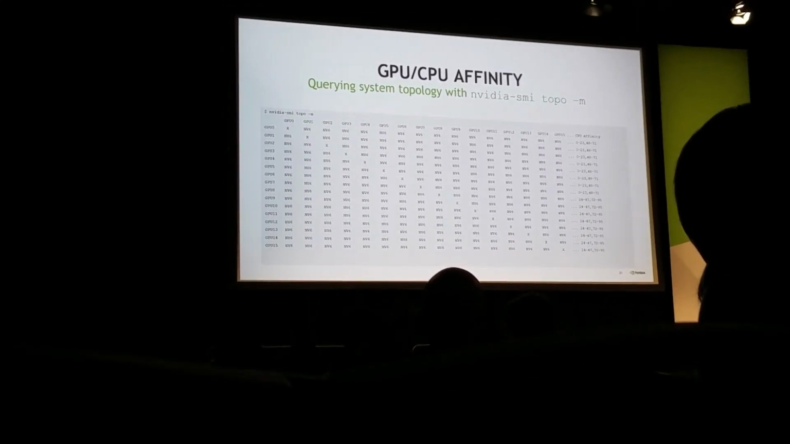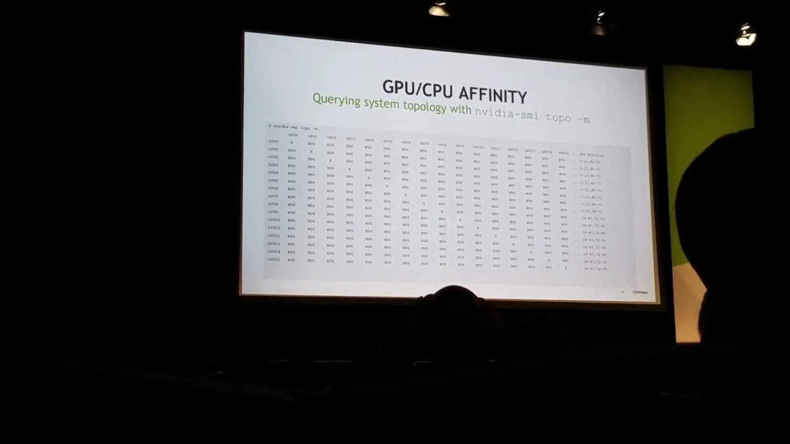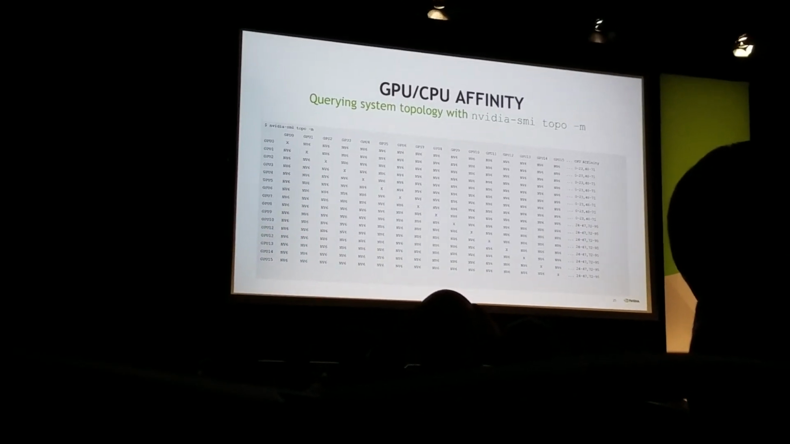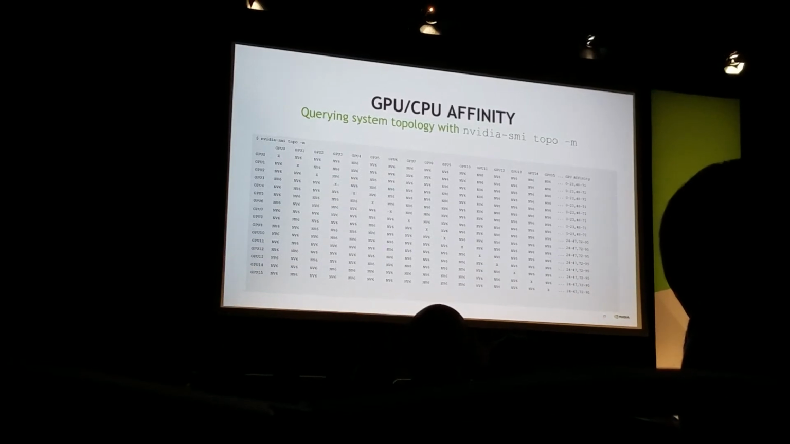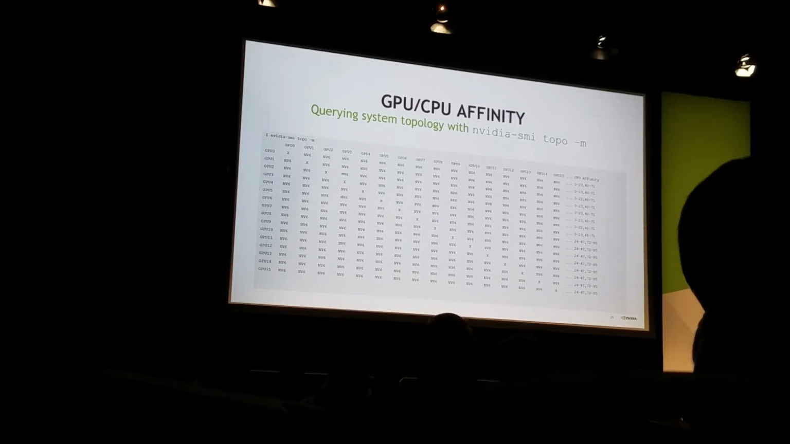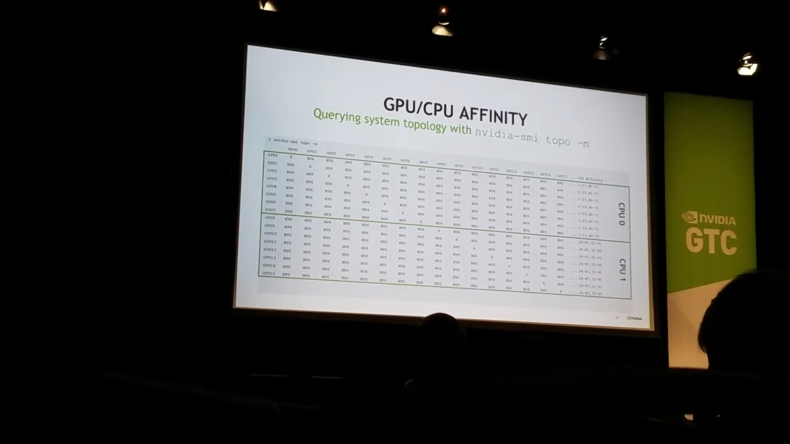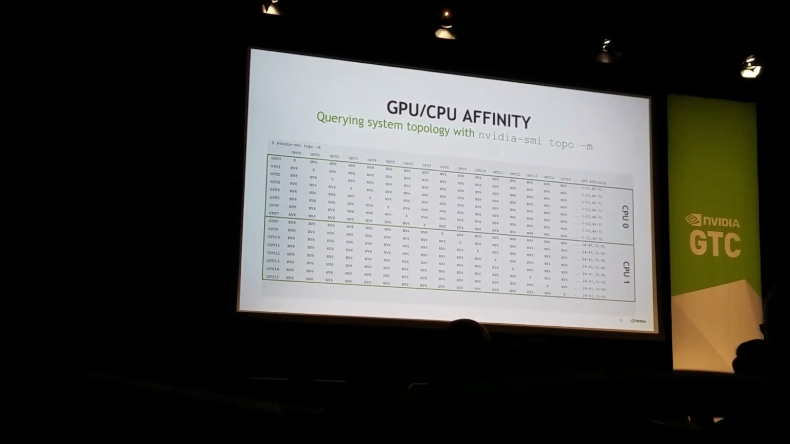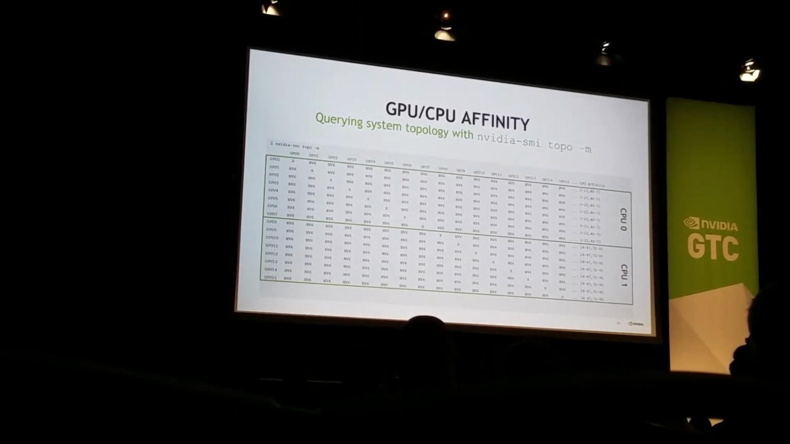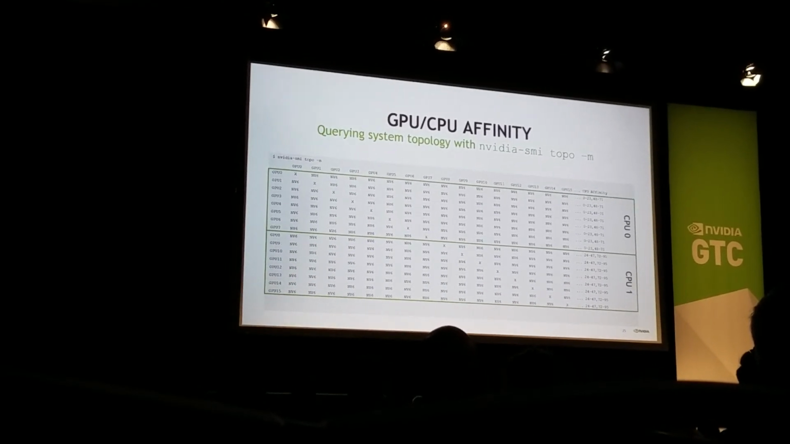For that, I want to show you the topology of the DGX2 which I'm using, which you can query with nvidia-smi topo -m, which gives you this nice matrix where you can see how the GPUs are connected to each other. In this case, every GPU is connected with 6 NVLinks via NVSwitch to every other GPU. It also gives you the affinity to the CPU cores, so which CPU sockets the GPUs are close to. The first 8 GPUs are connected to CPU socket 0, the second 8 GPUs are connected to CPU socket 1.